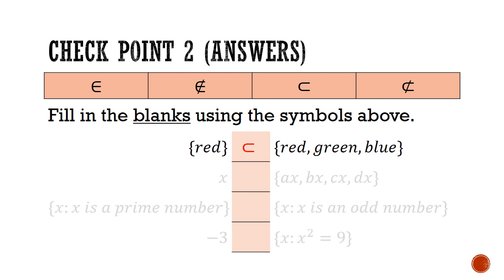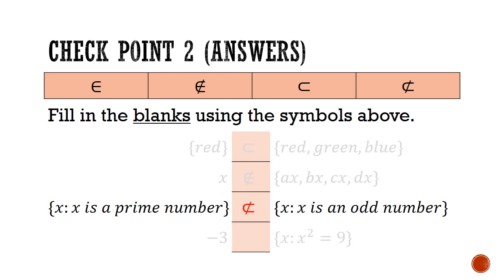Let's now go through the answers. The set containing red is a proper subset of the set containing red, green, and blue. X is not an element of the set consisting of AX, BX, CX, and DX, because none of the individual elements in that set is exactly X.